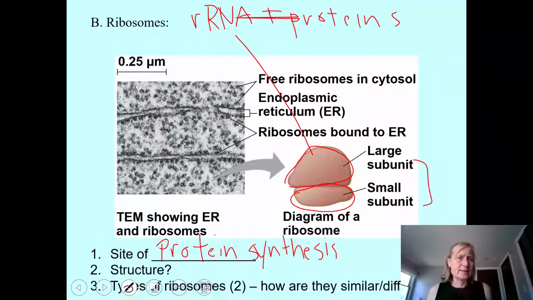Now, when we look at the cell, where are ribosomes doing their job? Well, they're doing their job outside of the nucleus. So they have to leave the nucleus through those nuclear pores, and then they do their job of making proteins in one of two places. There are two different types of ribosomes. We call them free and bound. Free ribosomes and bound ribosomes.